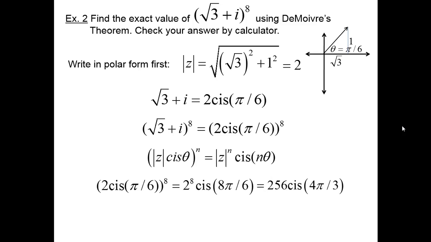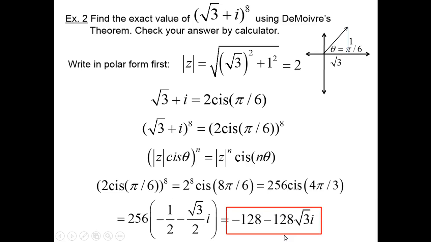Now, if we started in Cartesian form, then we need to finish in Cartesian form. So let's go back and expand this back to Cartesian form. Remember, cis 4 pi over 3 is really cosine 4 pi over 3 plus i sine 4 pi over 3. That expands to this. Distribute 256, we get this. And that's De Moivre's theorem. And tomorrow we're going to talk about, in the PowerPoint, how to apply this to solve equations.